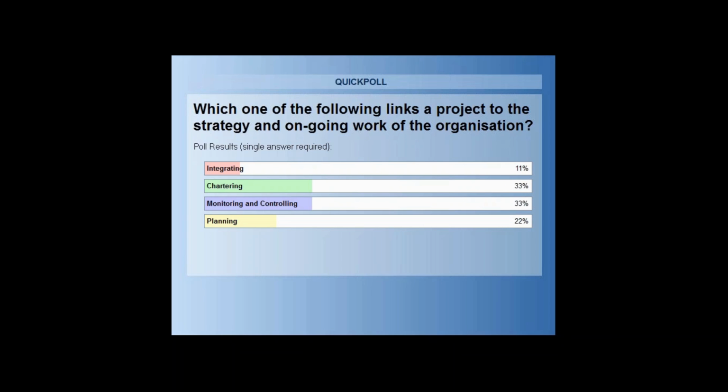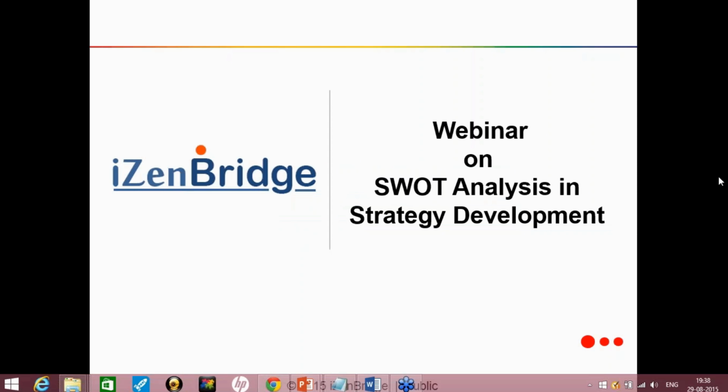Around 33% of people are saying that chartering is the way which can link a project to the strategic direction, and approximately 33% are also saying that monitoring and controlling is ensuring this alignment. Few people are saying it is integrating, and some others are saying that planning is the way to align the project with the strategic direction. Okay, friends, the session is always directed by the audience and their expectations, and I will set the context based on these responses during the webinar, and I'm hiding the results here.